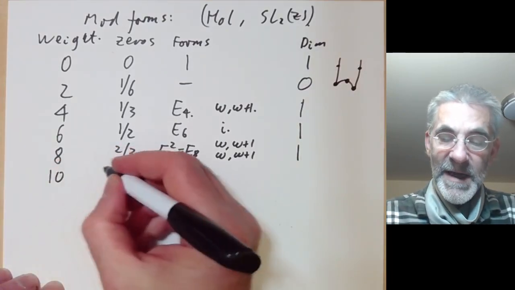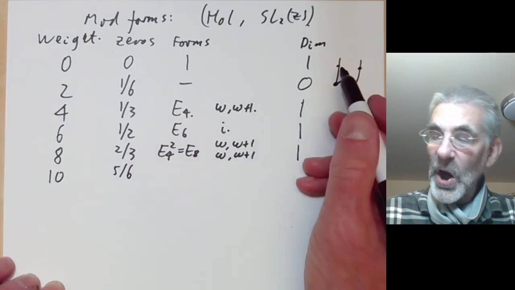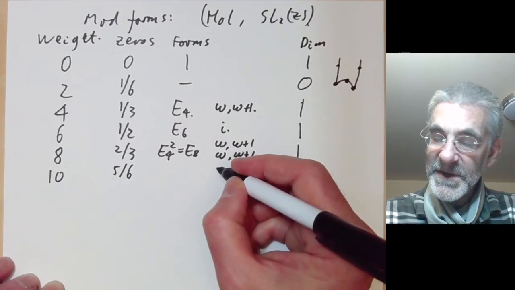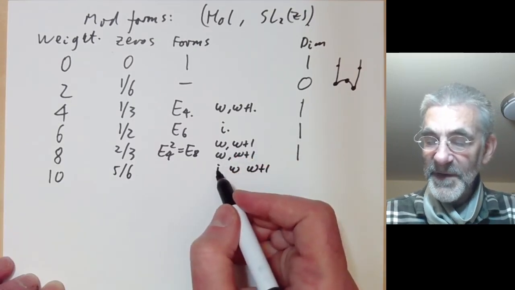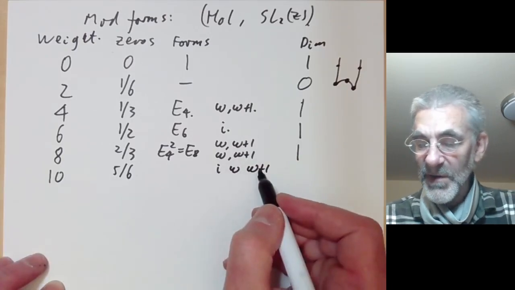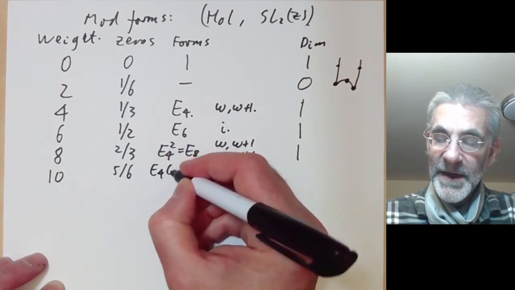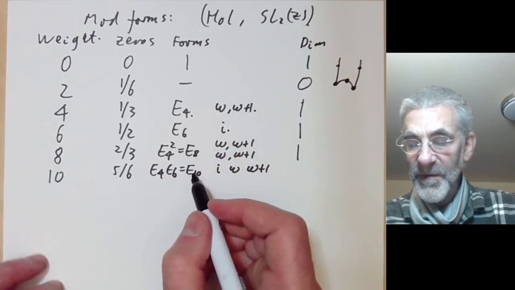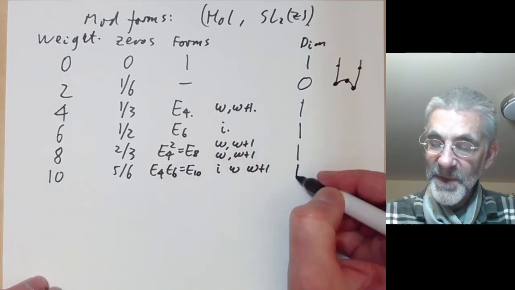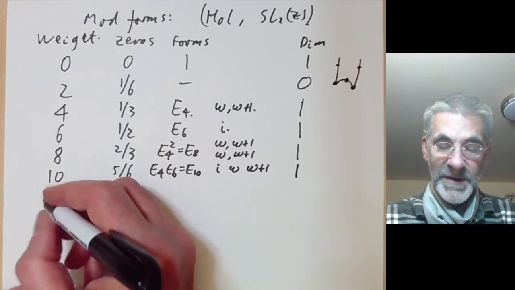For weight 10, this is kind of similar. We get 5/6 of a zero, and here the only way to get 5/6 of a zero is to have a zero at i and omega plus 1. So we get half a zero at i and 1/6 of a zero at omega and omega plus 1. And again, we could either take E4, E6 or E10 as our modular form, and these have to be the same because the space is one-dimensional by the same argument, and they've got the same constant term.